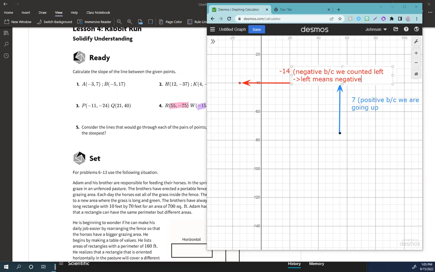Right? Okay, so if I take my rise over run, 7 divided by negative 14, notice I still get negative 1/2. I really don't like fractions like this, but I'm just going to leave it. It's negative 1/2. And I can prove that to you by making little tiny triangles, or connecting these two dots here like this.